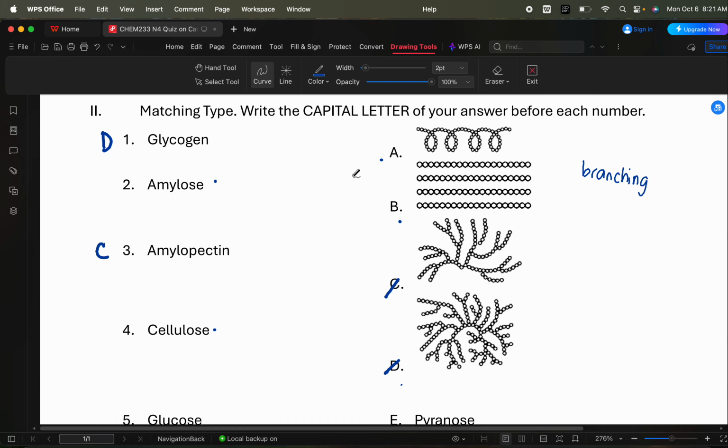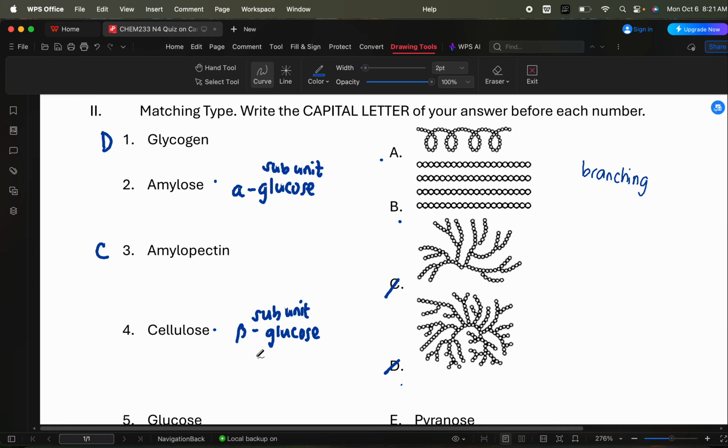However, we go to the subunit. Amylose is alpha glucose in terms of the subunit, while cellulose is beta glucose in terms of subunit. So what do we mean by beta subunit?